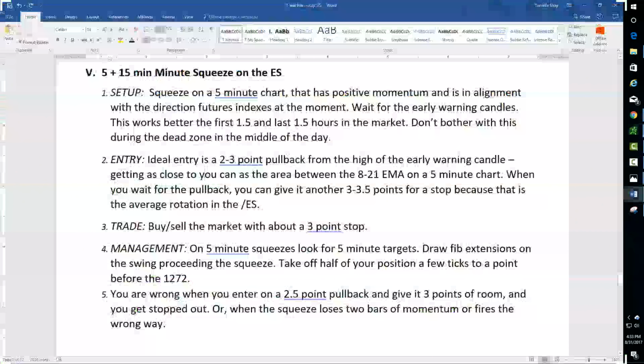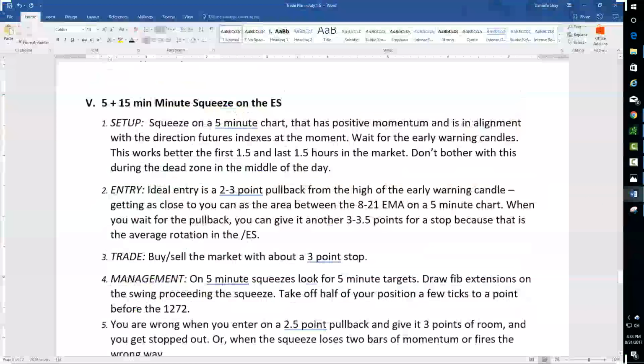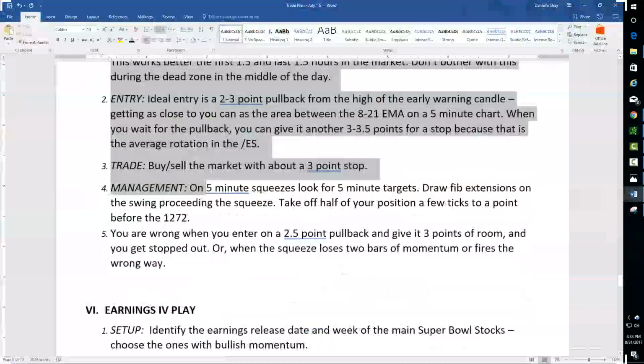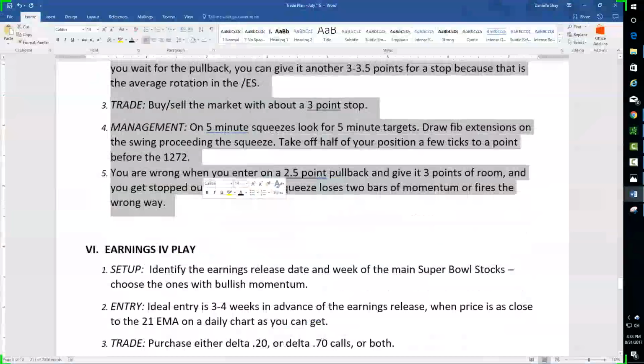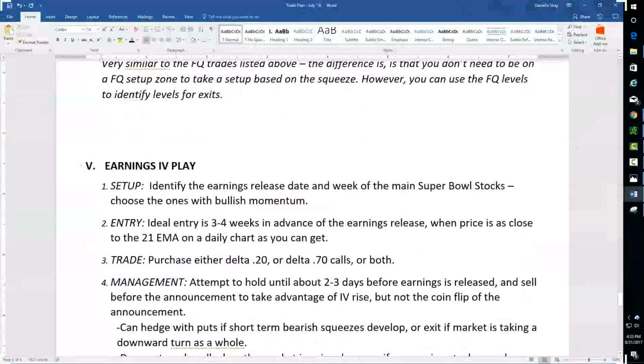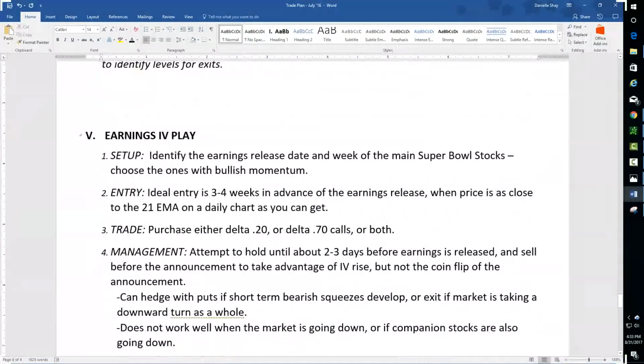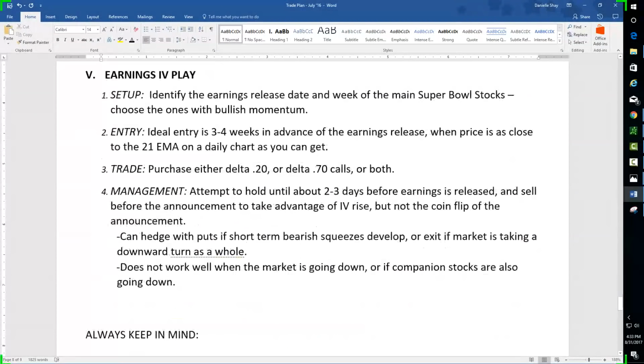Getting back to this, it's really the same. I'm not even going to get into that because I don't do that anymore. The two earnings IB plays that I do, I'll go ahead and include on here. I know not everybody likes earnings.